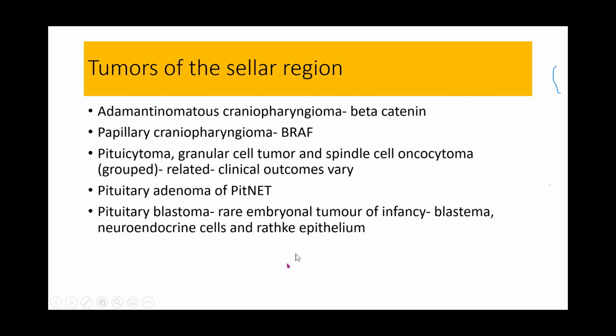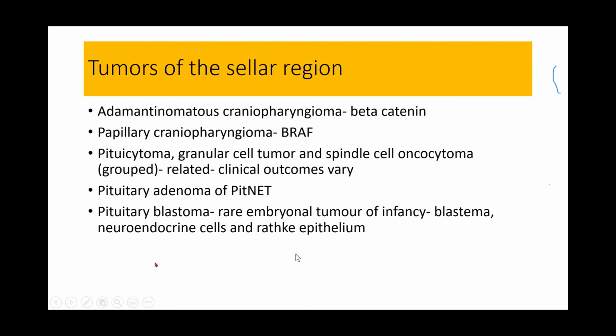In the tumors of the sellar region, amongst the pituitary tumors, pituitary adenomas are now also called pituitary adenoma slash PitNET because they belong to the group of neuroendocrine tumors. The other pituitary tumors, pituicytoma, granular cell tumors, spindle cell oncocytoma, have all been grouped into one category because they are supposed to biologically arise from the same cell, so they are related, but their clinical outcomes may vary, so they still retain their different names.